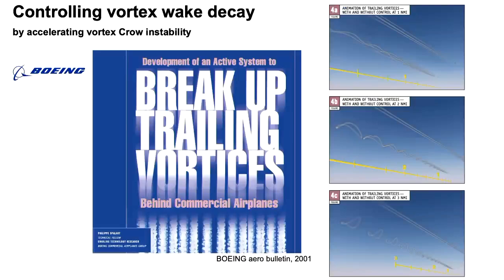Yet, in those years, it was very fashionable. The industry was thinking of having actuators on the wingtips and trying to stimulate, accelerate the formation of these Crow instabilities, and these are from some proposal from Boeing, but we have not seen it on real aircraft, so something clearly didn't go as expected.